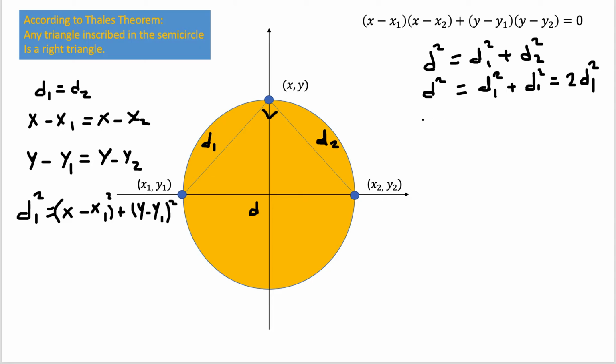And now I have this fact here. Now d square, I am going to write in the form: d square is equal to 2, and let me open a bracket. Instead of d1 square, I am substituting (x minus x1) square plus (y minus y1) square. So let me write this substitution: (x minus x1) square plus (y minus y1) square. So we are in this position now.